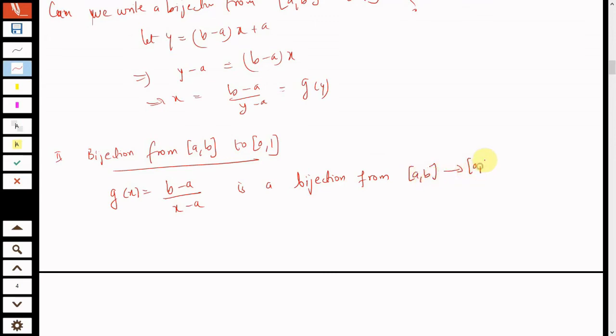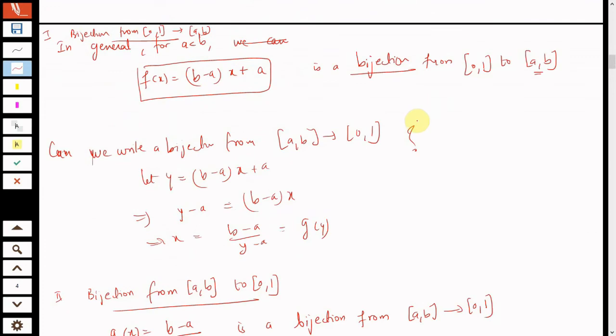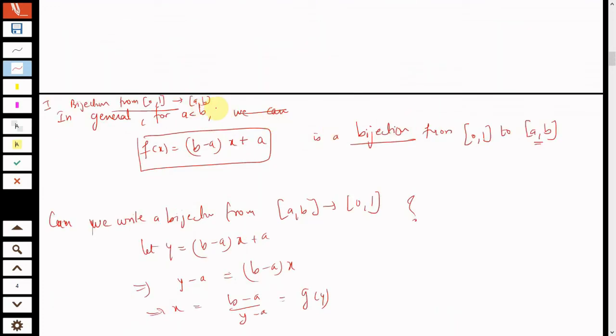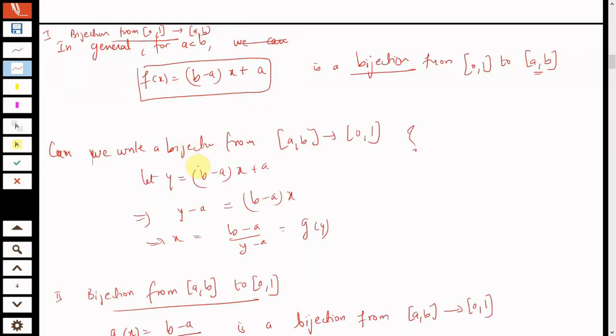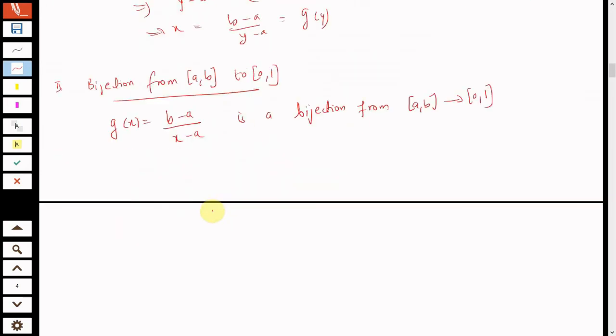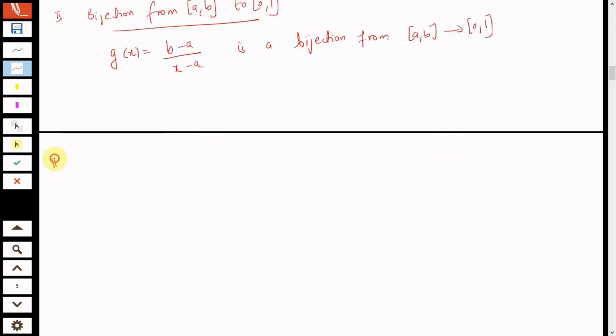Okay, so I can replace this a and b by any real number, provided it satisfies the condition that the first endpoint is less than the second endpoint, and same way I can replace over here to this a comma b. So now this motivates us to define a bijection from a comma b to c comma d. So that's the third case, bijection from a comma b to c comma d. So this is interesting.